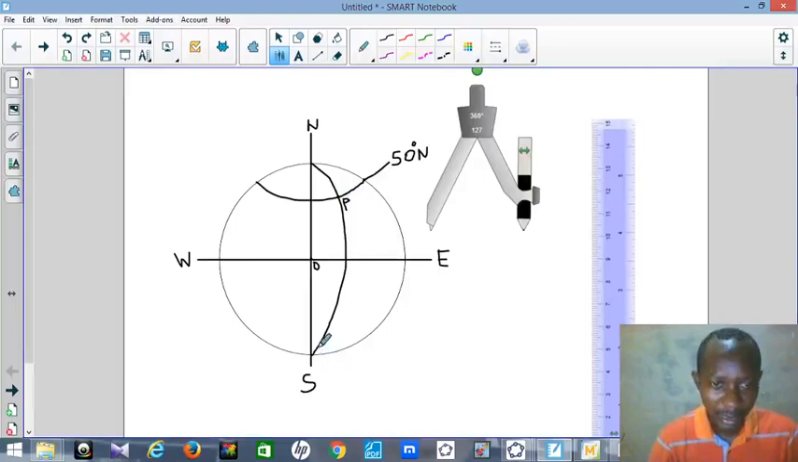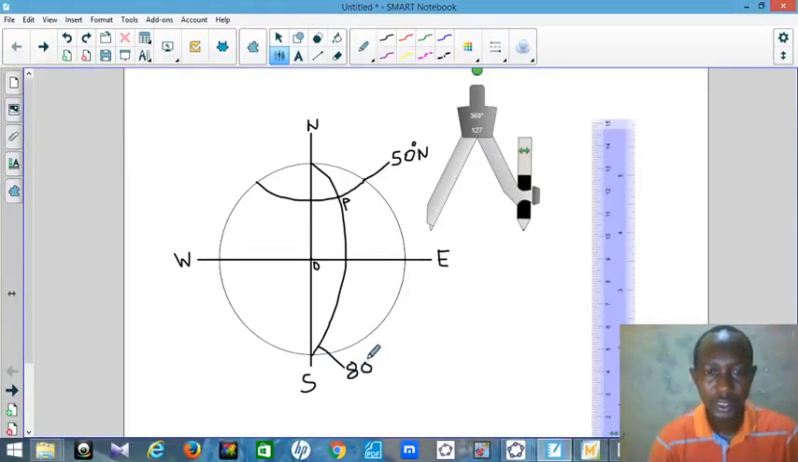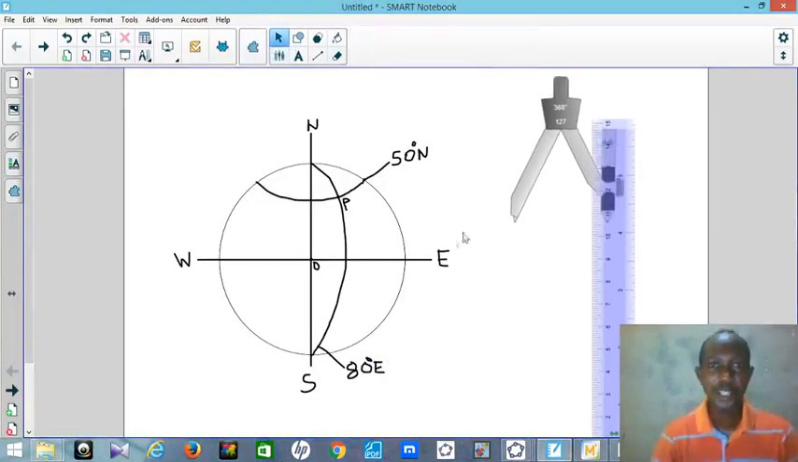But try and label this also so that the marker will know that this is the 80 degrees east. So take note of this. This is what we do on paper. You cannot submit this software in your exam.